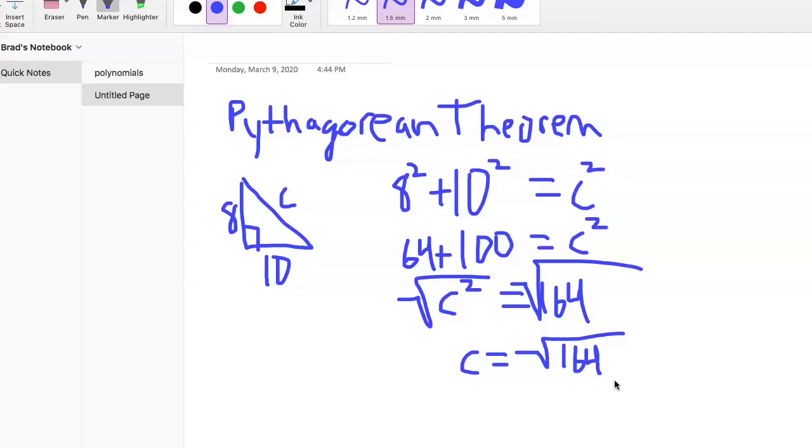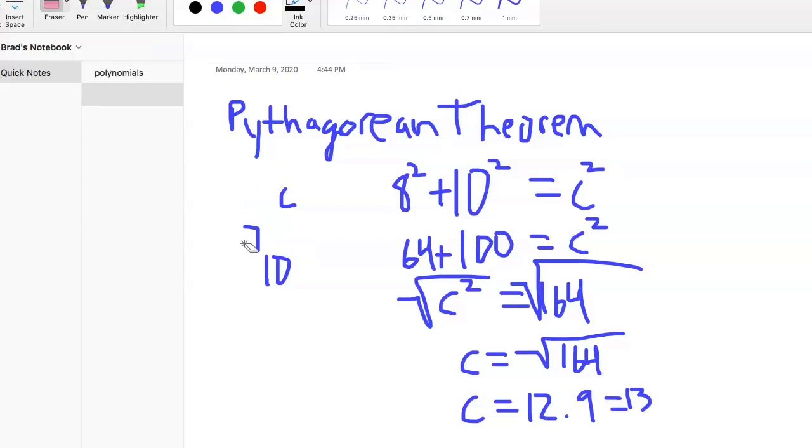13 squared, 13 times 13, is 169. So we know that c probably equals like 12.9 or something like that, very close to 13, since 169 would be exactly 13. If it's asking you for most nearly, then that answer is going to be 13. So it's either going to be 13, or the square root of 164. Either of those would get you where you're trying to go. All right, so one more.